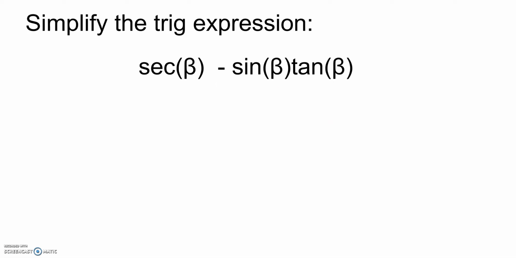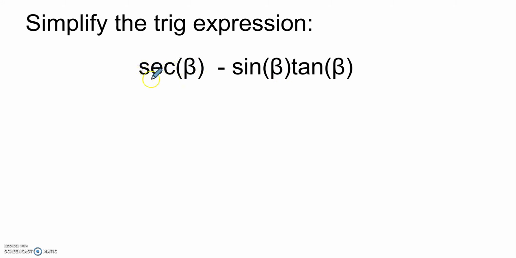Simplify this trig expression. Okay, so do I see any identities I could use? Well, I could replace secant with 1 over cosine. I could replace tangent with sine over cosine. That's a start. I don't see anything squared. I'm going to leave the sine alone this time because I generally like it more. So let's start with that. Let's see if that gets us anywhere.